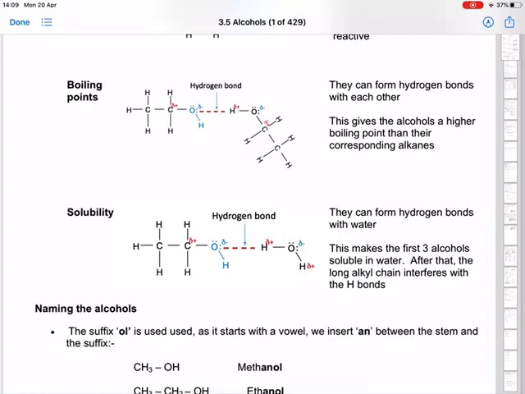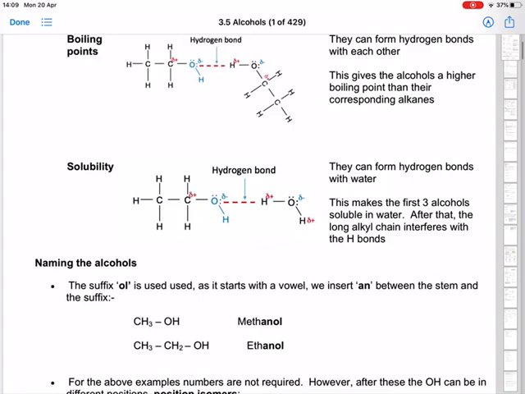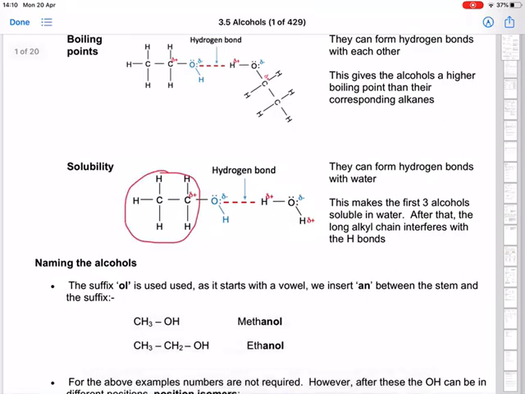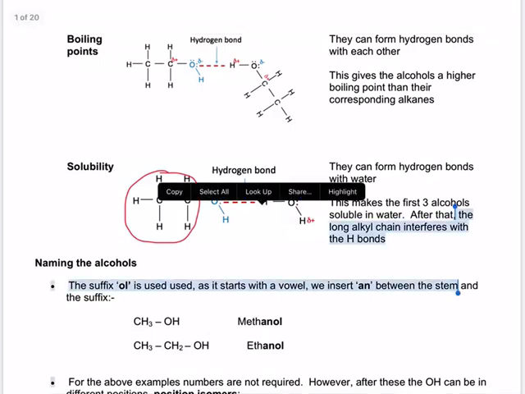In terms of solubility, again, they have a tendency to be soluble because they can hydrogen bond with water. However, as the alkyl group gets larger, the amount of hydrogen bonds that can form gets less and less, which means they become insoluble as the chain gets longer.